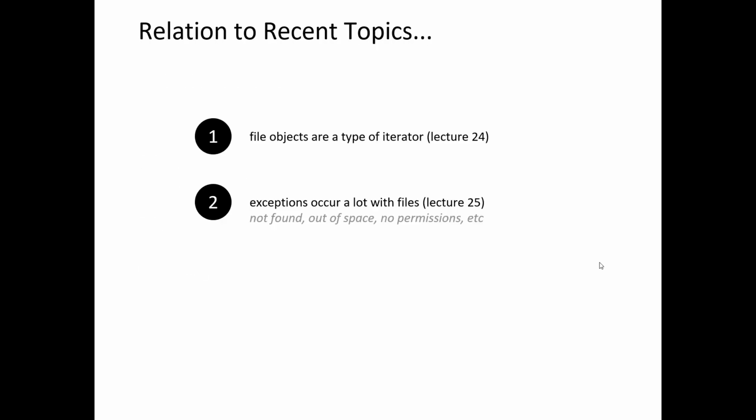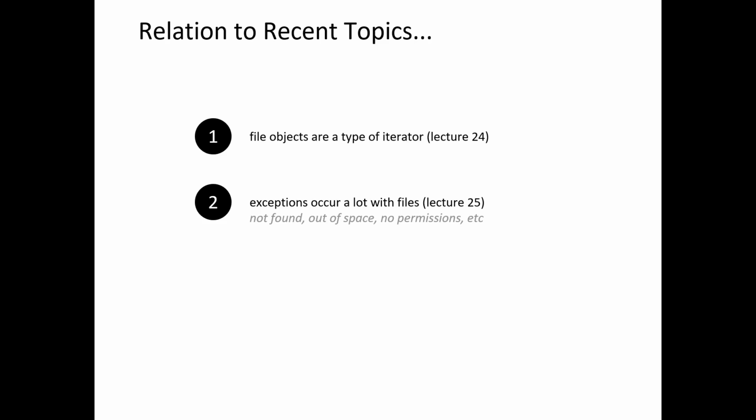Let me advance to the next slide here. So first up, stuff we're already familiar with. We can use that information to already know a bunch of things about files if I tell you that file objects are a kind of iterator. Now, remember that an iterator is something we can call next on. So we already know something about file objects. It means we can call next on them and get more data out.